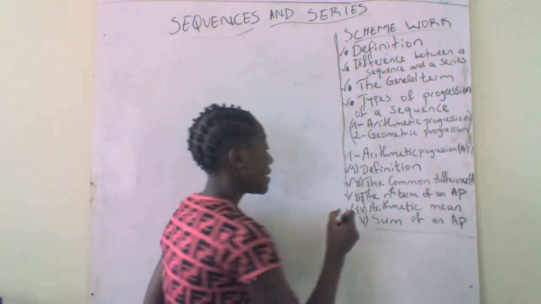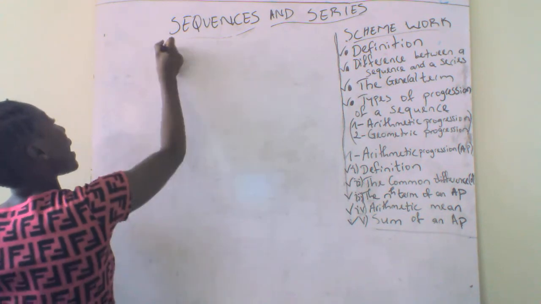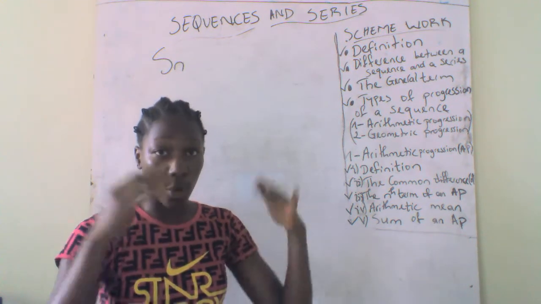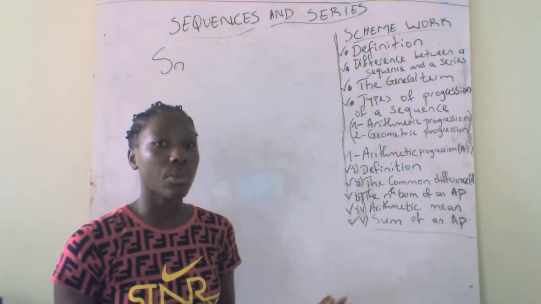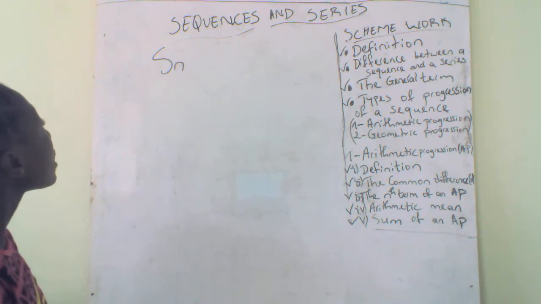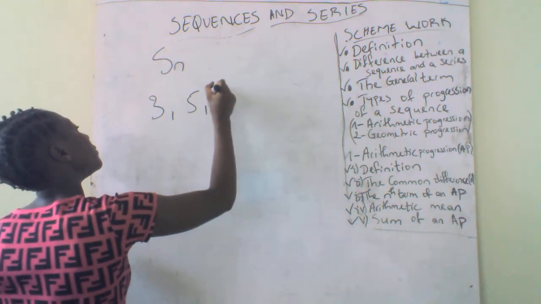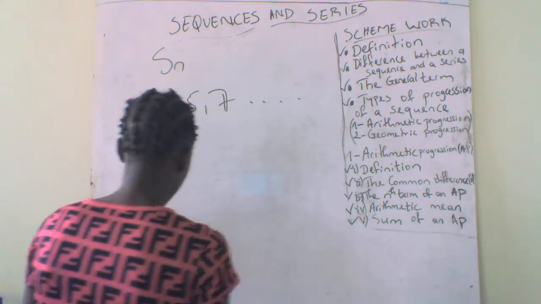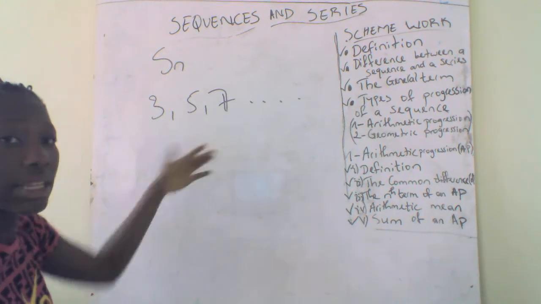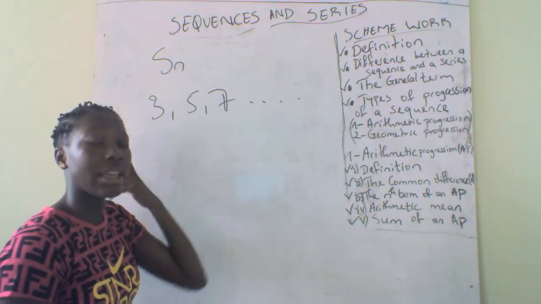Now let's look at the sum of an AP. What is the sum of an AP? It is usually denoted by Sn. That is, it is the summation of a number of terms in an AP. For example, if you are given a sequence like 3, 5, 7, the sum of these terms will give us the sum of an AP. Since it is an AP, we will then call it the sum of an AP.